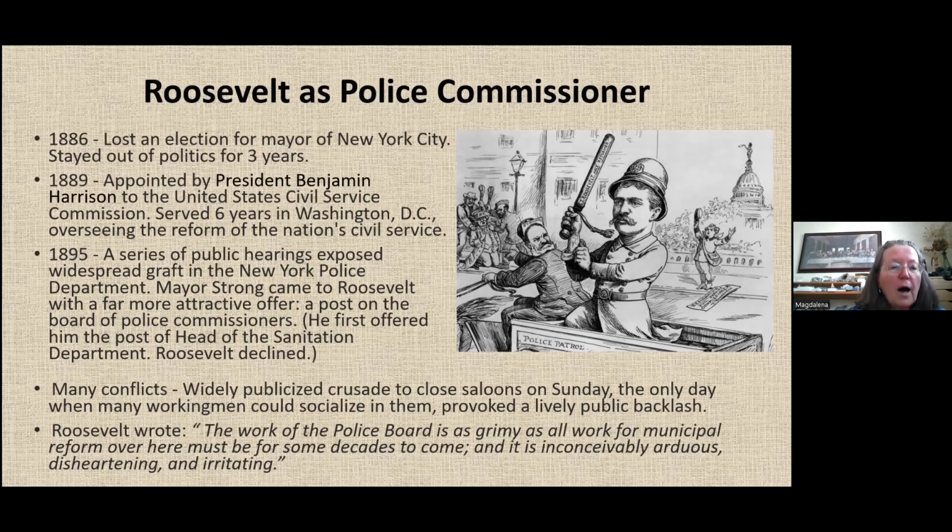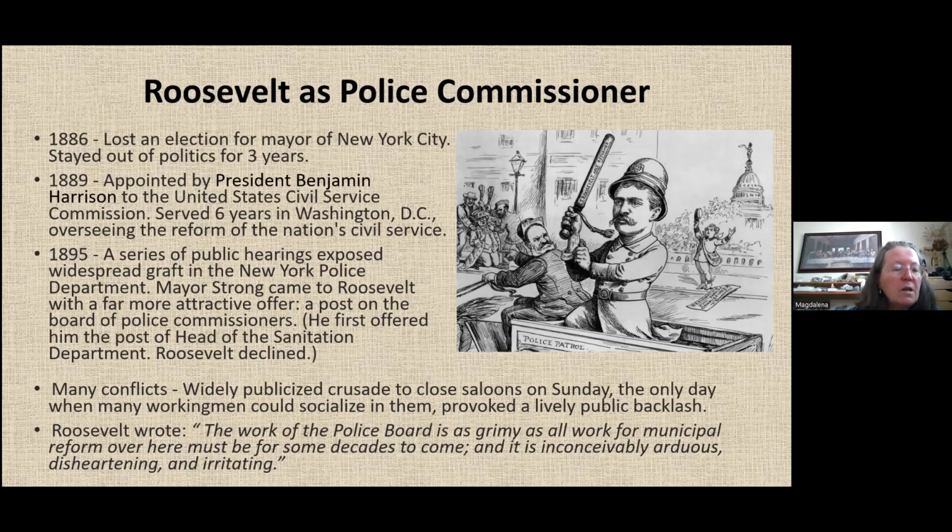In '95, a series of public hearings exposed widespread graft in the New York City Police Department. Mayor Strong came to Roosevelt and proposed that he should be the head of the sanitation department, and Roosevelt declined that. That was not a clean enough job for him. So then he was offered the post on the Board of Police Commissioners, which Roosevelt accepted.